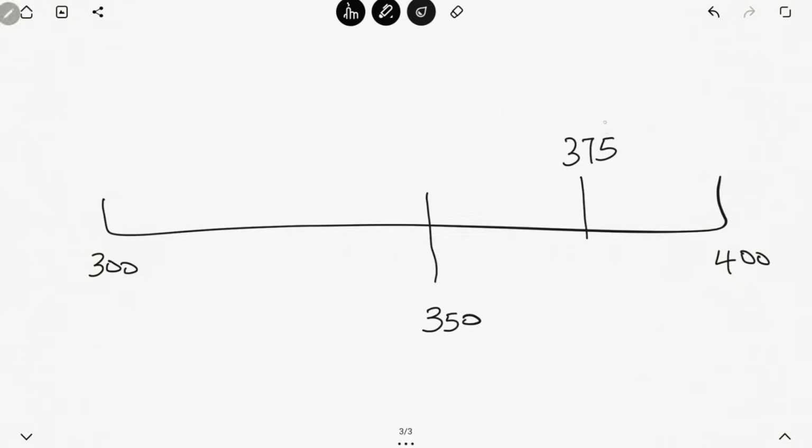All right, you should see here that the halfway point between 300 and 400 is 350. 375 is higher or more than 350, right?